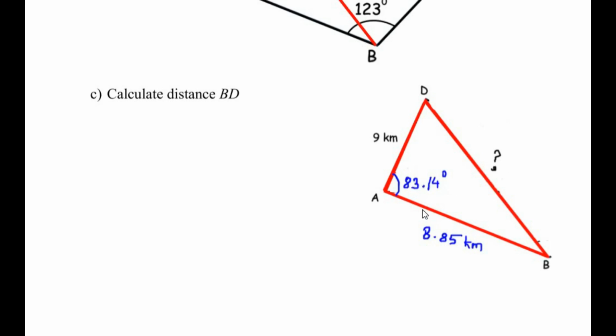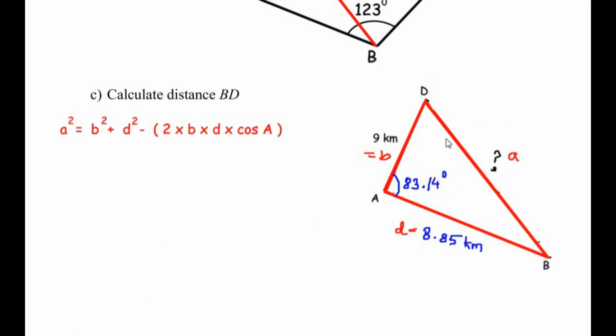So before that let us name the sides of this triangle. That is opposite to angle A will be side A. So the side BD is now side A. Now opposite to angle B is 9 kilometers. So I am going to write 9 kilometers is equal to side B. And opposite to angle D is 8.85 kilometers. So I will write it as side D. Now let me write the cosine rule for this.